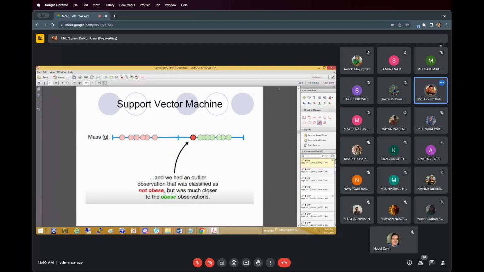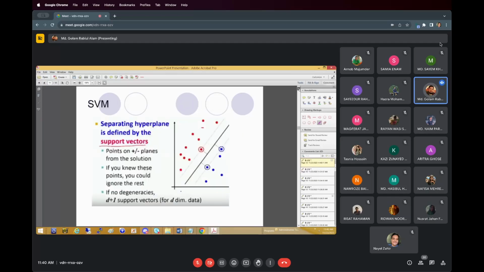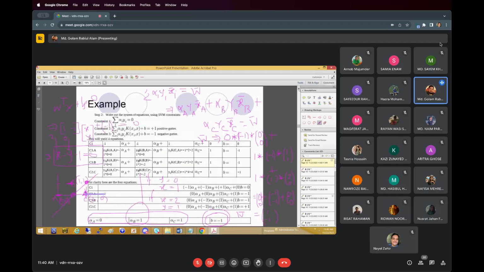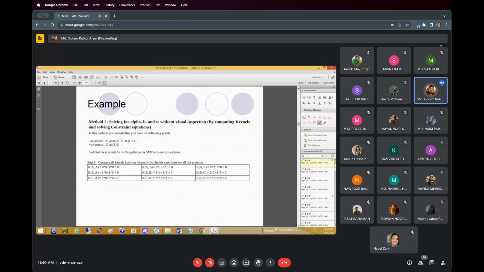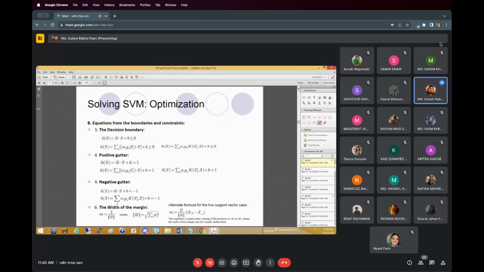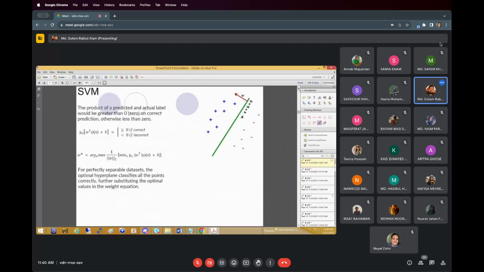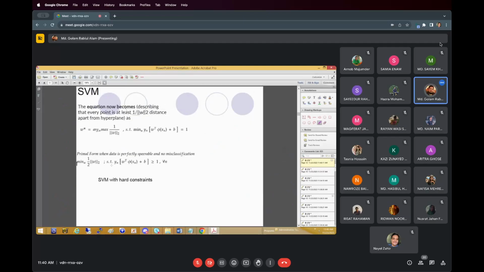The next thing is, we already discussed this constraint. This is called the SVM with hard constraints. Okay? And following that, we have already solved the problem. So this is the equation, and we solved this equation using an optimization problem, and also solved one of the examples for that.